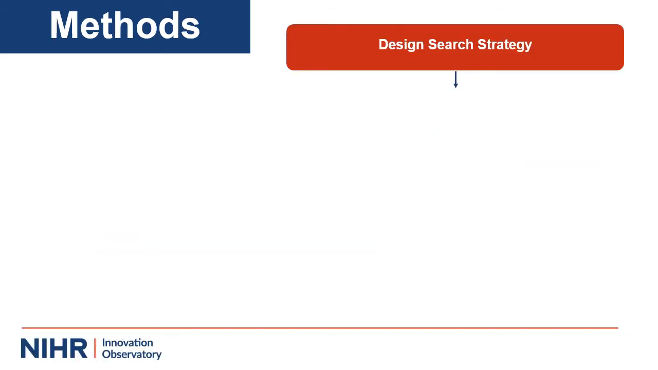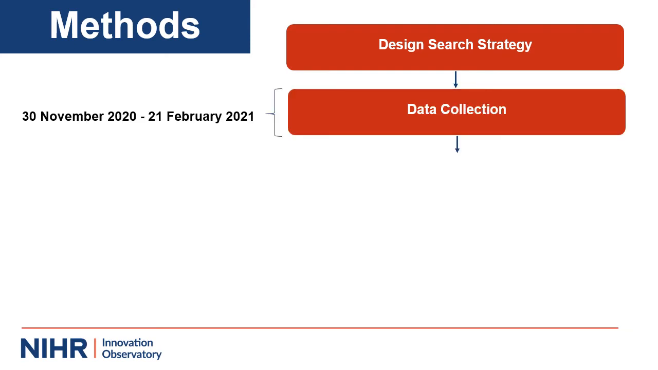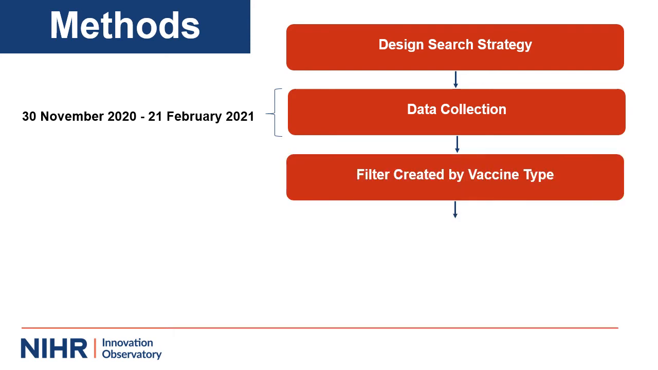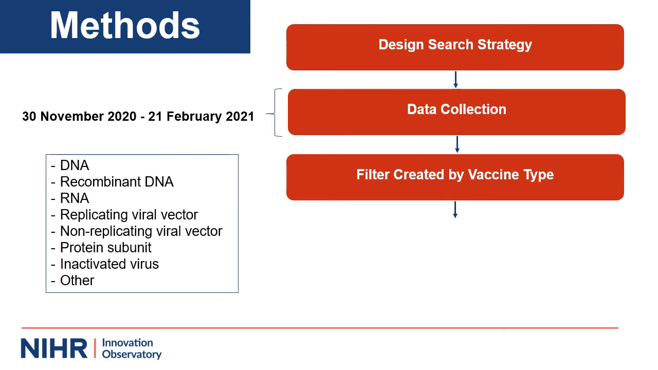So we set up a search strategy comprising a list of all COVID-19 vaccines in development using Twitter's application programming interface. The search ran for a 12-week period from the 30th of November to the 21st of February. We then created filters to categorise the vaccines according to their mechanism of action, and these filters are listed there.